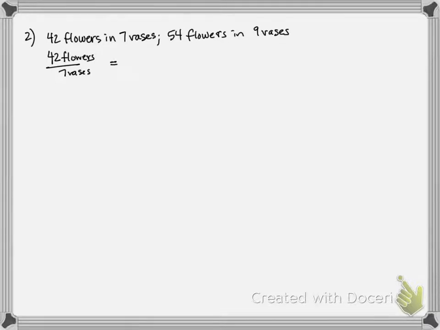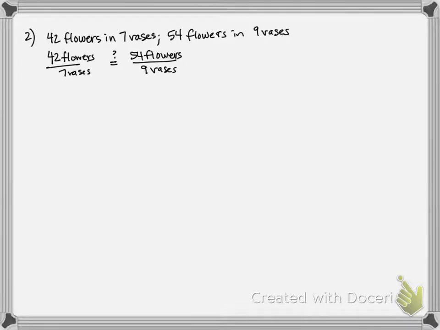42 flowers in 7 vases and 54 flowers in 9 vases. Okay, so we're going to put the 42 flowers on top, 7 vases on the bottom, and we want to know if that's equivalent to 54 flowers on top and 9 vases on the bottom.